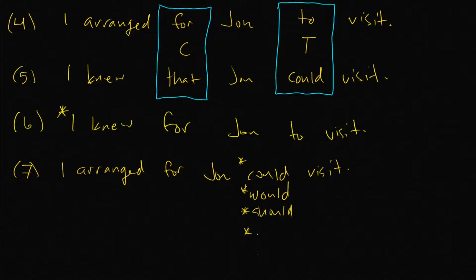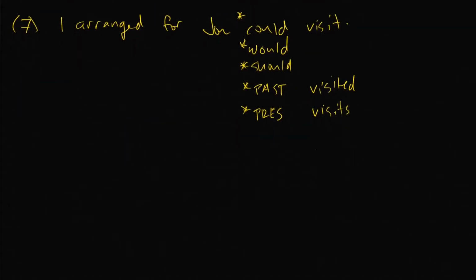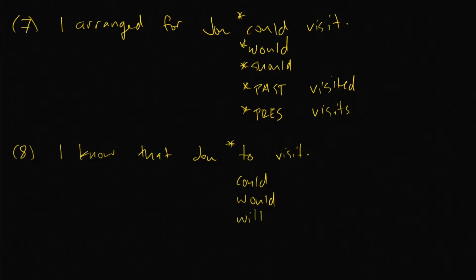We also can't imagine there being a past morpheme here, which would require the verb to be "visited". "I arranged for John visited" is pretty bad, and we can't imagine a present morpheme here either. "I arranged for John visits", also bad. And similarly, if the complementizer is "that", we can't use the T head "to". "I know that John to visit." That's pretty bad. It has to be either a modal, like could, would, will, and we can use a past and present T head also, where this would be "I know that John visited", and this would be "I know that John visits". These are all fine.